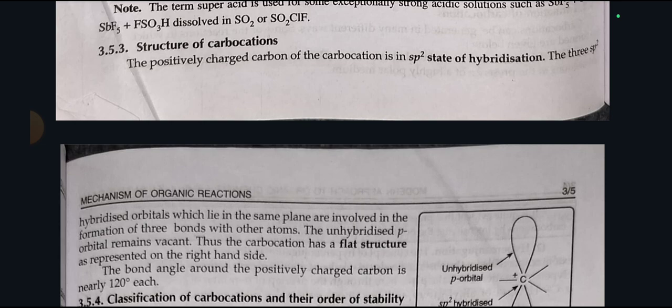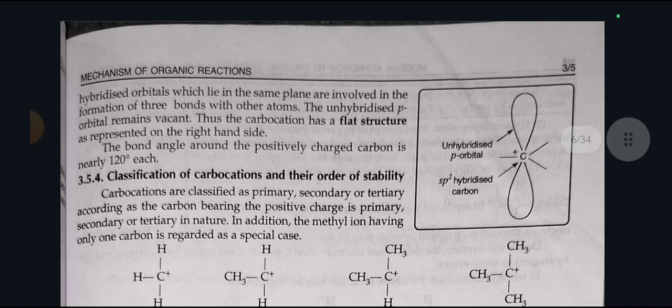3.5.3 Structure of carbocations. The positively charged carbon of the carbocation is in the sp2 state of hybridization. The three sp2 hybridized orbitals, which lie in the same plane, are involved in the formation of three bonds with other atoms. The unhybridized p orbital remains vacant. Thus, the carbocation has a flat structure as represented on the right-hand side. The bond angle around the positively charged carbon is nearly 120 degrees each.